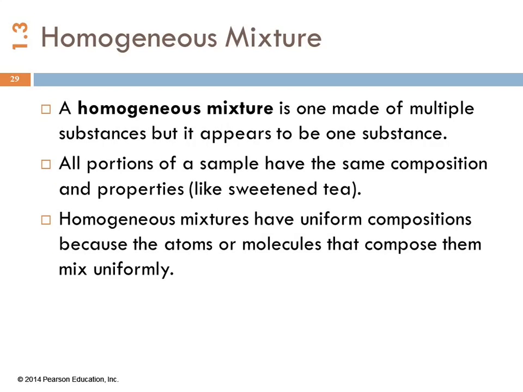A homogeneous one, also multiple substances, two or more, but it looks like it's one substance. And all the portions of it have the same composition. If you take a cup of tea, you make tea, you put a tea bag in there, some hot water, and you throw in some sugar and you stir it all around, you take the tea bag out, and you stir it all up, and it's like this brown liquid, and the stuff on top is just as brown and just as sweet as the stuff on the bottom. It's homogeneous. It mixes uniformly.